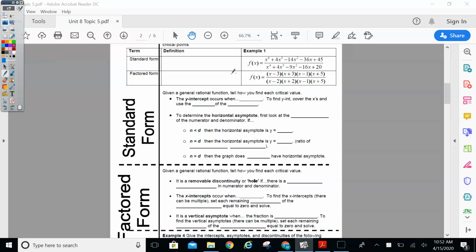But we have two forms. We have standard form and factored form. Standard form, there's no parentheses. You multiply everything out so that it's in a standard polynomial up here and a standard polynomial down there. And then factored form, you have to factor it so that it's all in factored form. It's all being factored, all in parentheses, which means everything is being multiplied.